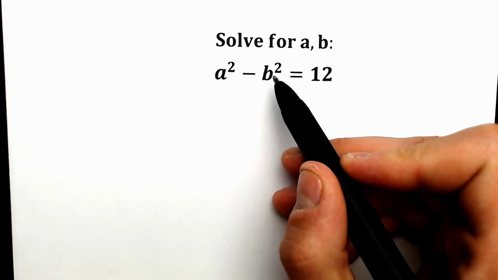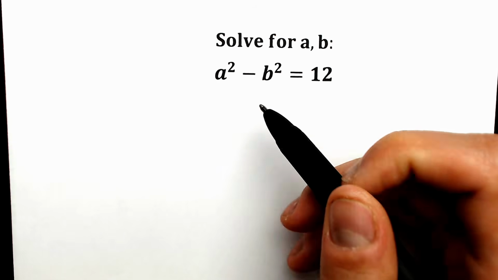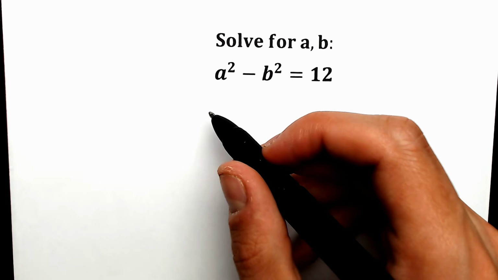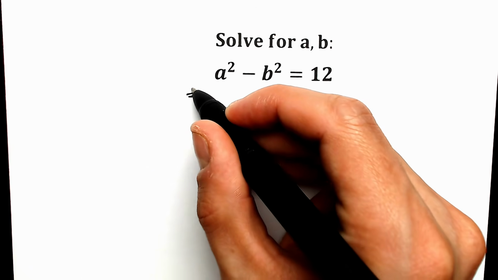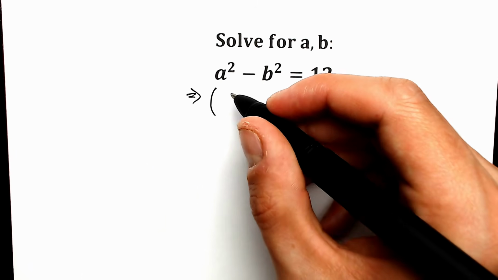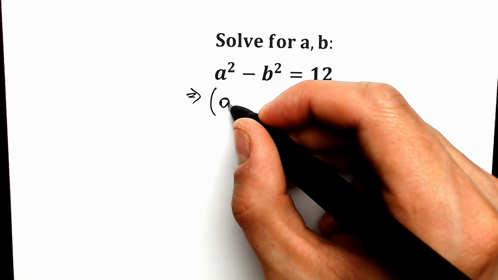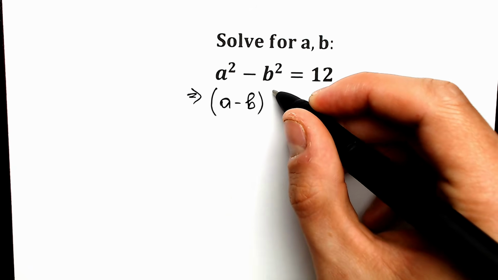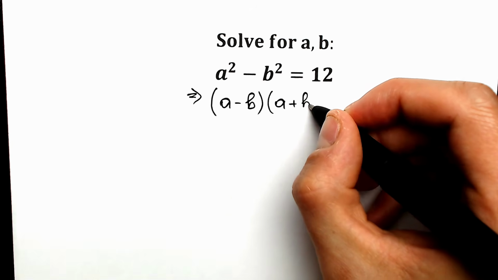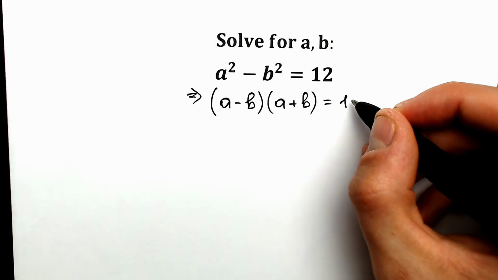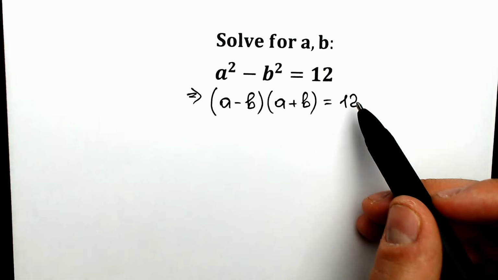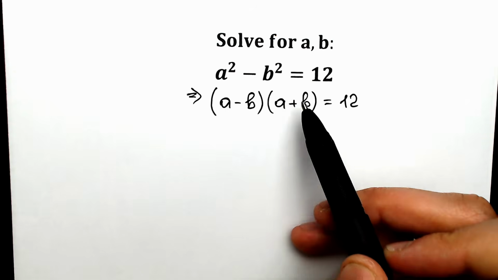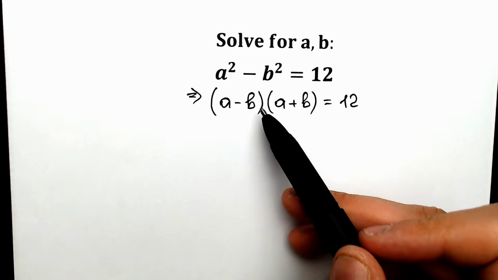Okay, so first of all, on the left side we have a difference of squares, and everyone should know this formula. This is a classic school formula. We can easily expand it like that. We can write it as a minus b times a plus b equals 12. Right now, let's think a little bit about this 12, because on the left side we have a product of two values, of two parentheses.